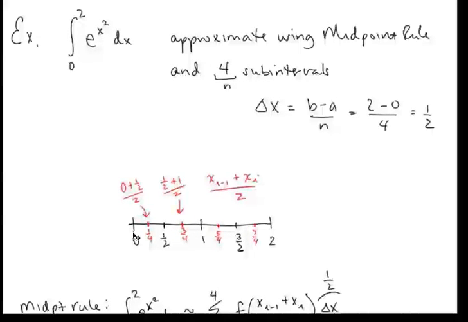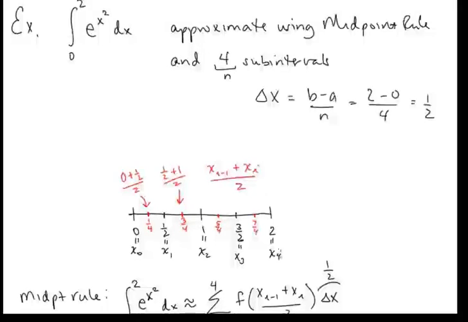So my x0 is always a, that's 0. So I'm going to mark at 1/2. I'm going to move over a half, and then another half, and another half, and I'm here. So this is our x0, this is x1, this is x2, x3, and x4. And the midpoint rule says we're not going to evaluate at those x values, but rather at the midpoints of those intervals.